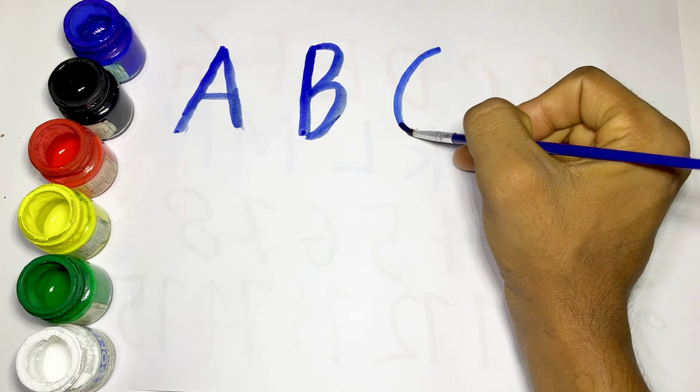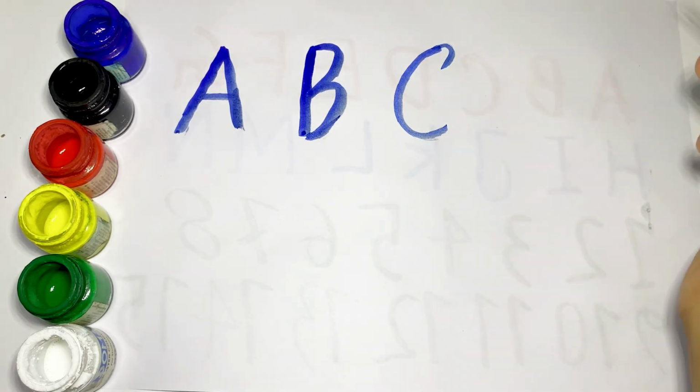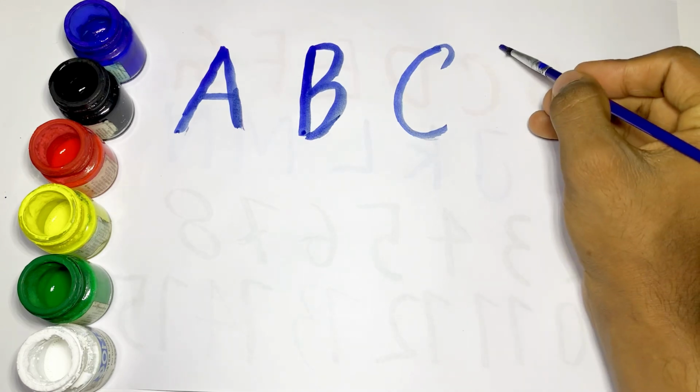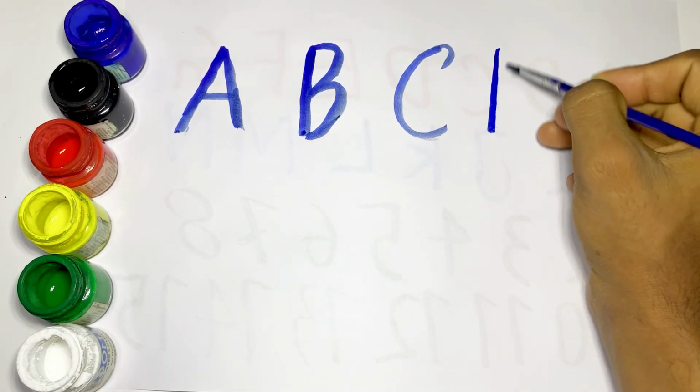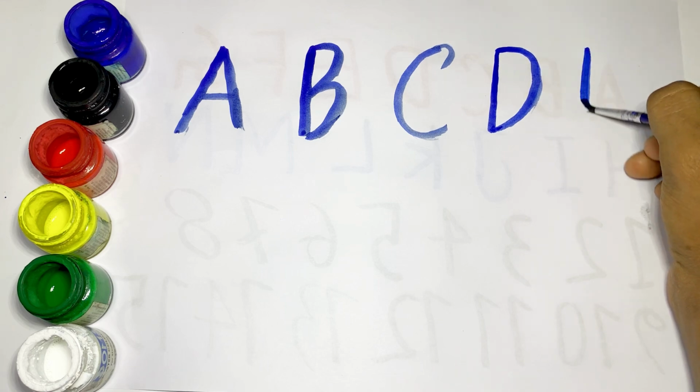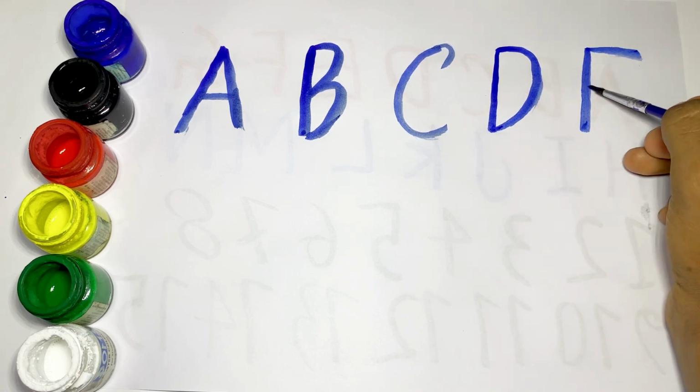C. C for cat, C for cow. Kids, again use blue color and draw D. D for dog, D for doll. E. E for egg, E for elephant.